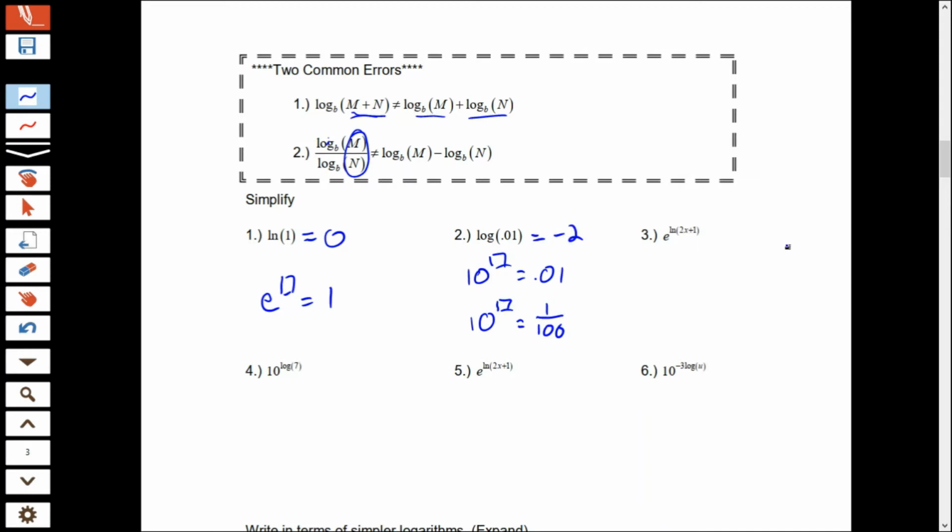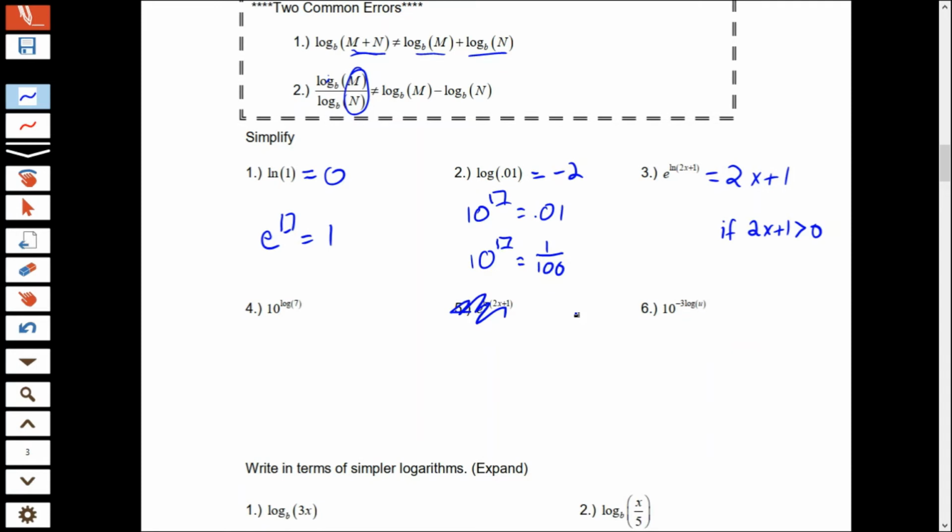Okay? For 3 and for 5, they're the same question here. But for 3, the e and the natural log are inverses. They cancel out. And this will just be equal to 2x plus 1. That is, as long as 2x plus 1 is greater than 0. Okay, you have to be in the domain for that to work. Here, 10 to the log of 7 is just 7. All right, here the 10 and the log cancel out.